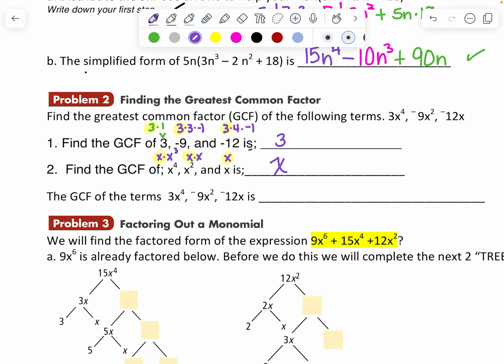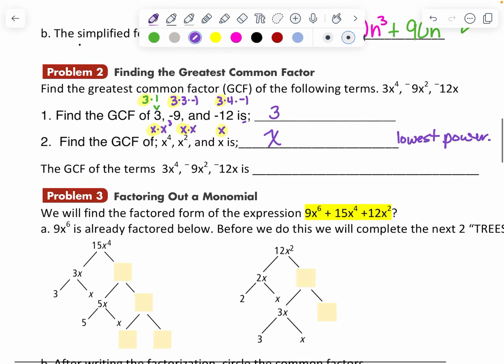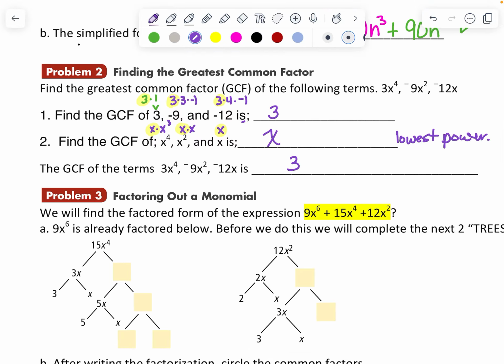In fact, the GCF for the variable type is always going to be the one with the lowest power, okay? So the lowest power of x will be the GCF. So if we look at the GCF of all three of these, it's going to be 3x. That would be the greatest common factor.